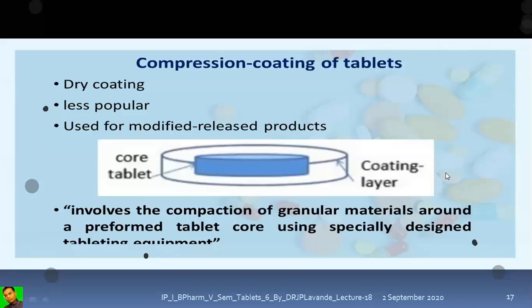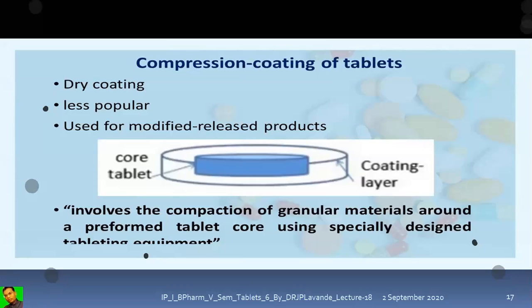Okay, so that is the process of coating as far as film coating is concerned, with the help of the film coating, and sugar coating with the help of the conventional coating pan, and with the help of the FBD, fluidized bed coater, right? There is another coating which is said to be the compression coating, right? Now what is compression coating?